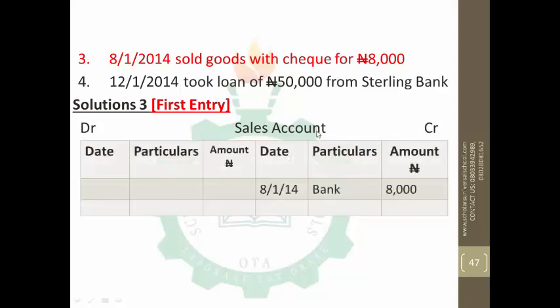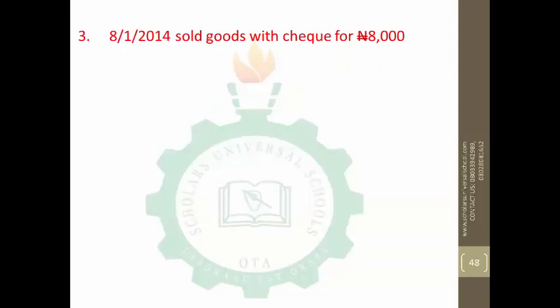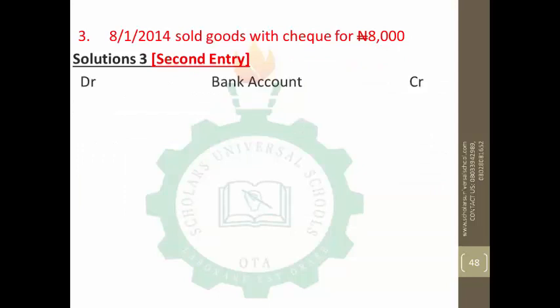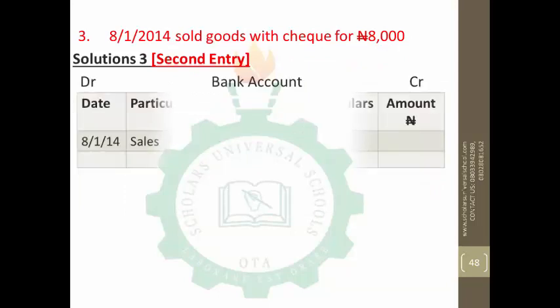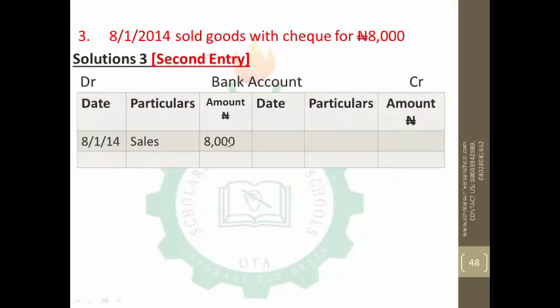You open your format, because you have not opened sales account before, and we have not opened bank account before, so you have to open a new account. Credit 8,000 naira on the 8th. You are collecting the money in the bank, 8,000 naira. So the second entry is you're opening the bank account. For the bank account, the bank is receiving, so you have to debit on the 8th of January 2014, sales of 8,000 naira. So that's that about the third entry.